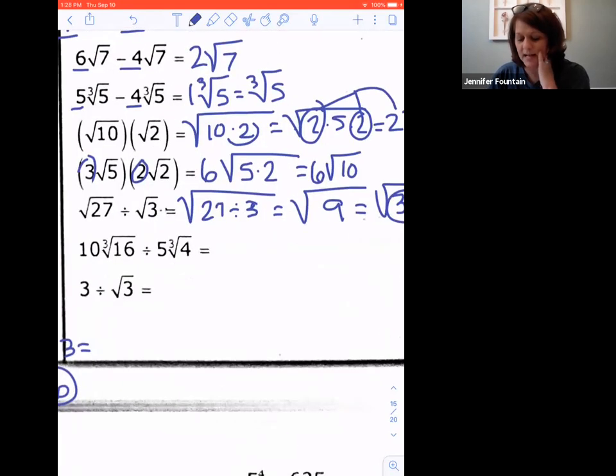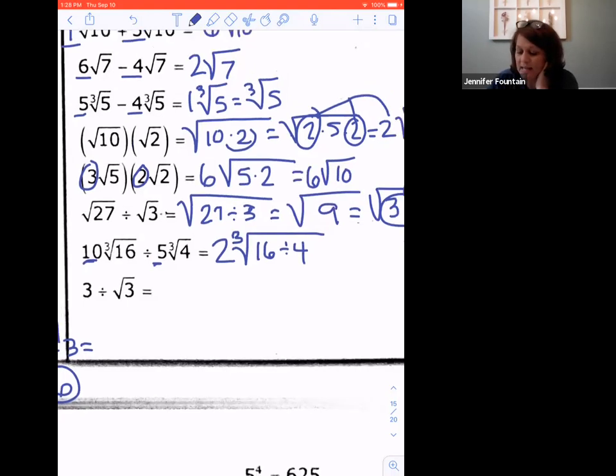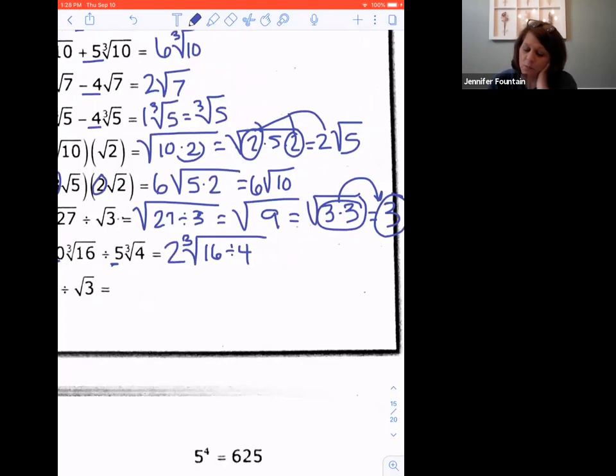This one, index and radical. Let's go ahead, and so I'm gonna divide 10 divided by 5 first. 10 divided by 5 is 2. Then I've got the cubed root of 16 divided by the cubed root of 4. So I go ahead and combine those under the radical together. Okay, I know that 16 divided by 4 is 4. So I have 2 times the cubed root of 4.